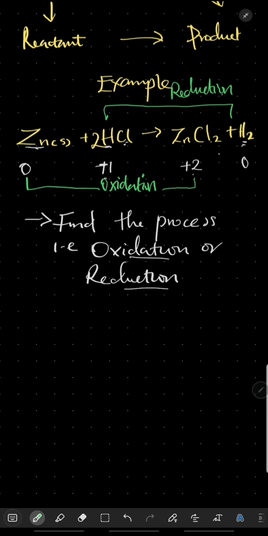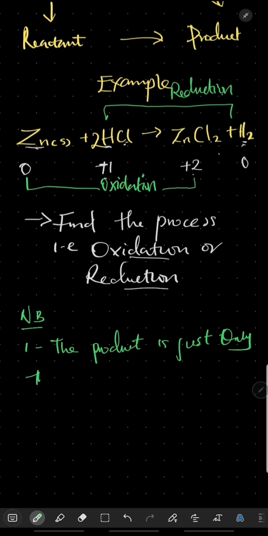Now, there are many things I need you to note. And this is how you know a redox reaction. Number one is that the product in a redox reaction is only there to give the end of the reaction. So please, everything I'm writing, ensure you're writing it.